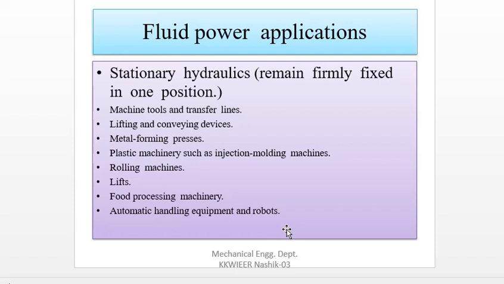Then fluid power applications. There are stationary hydraulics, which remain firmly fixed in one position: machine tools and transfer lines, lifting and conveying devices, metal forming presses, plastic machinery such as injection molding machines, rolling machines, lifts, food processing machinery, automatic handling equipment, and robots. These come under stationary hydraulics.